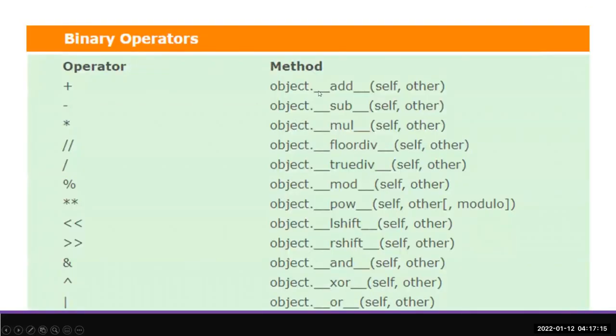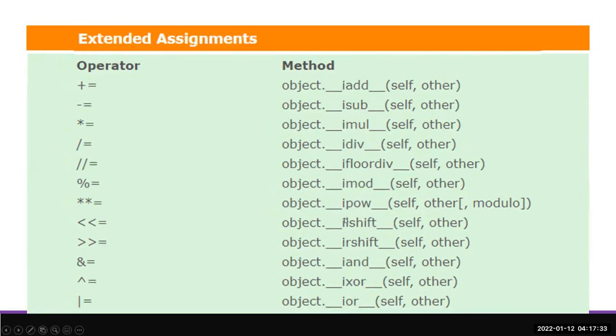So here are several different functions you can override. These are all the magic functions: add, sub, multiply. For division, this one is integer division, and true division is real number division. And mod, power, left shift, right shift. They are different functions. Same thing for the augmented assignment.